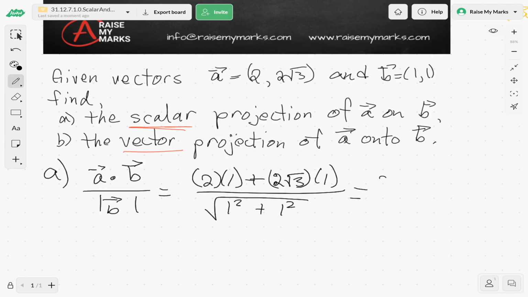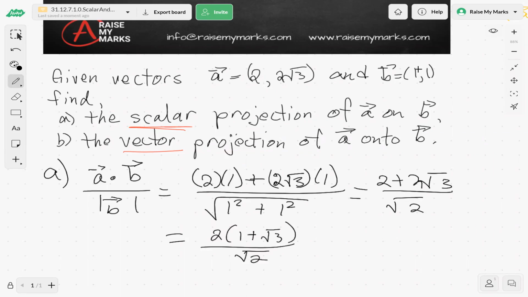So what do we have? We have 2 plus 2 root 3 over root 2. That's kind of nice. Can we simplify this? Sure, why not? We can factor out a 2 in the numerator. We have a root 2 in the denominator. We can factor out a root 2 in the numerator. Denominator, we're left with root 2 of 1 plus root 3. Good. That's our scalar projection.